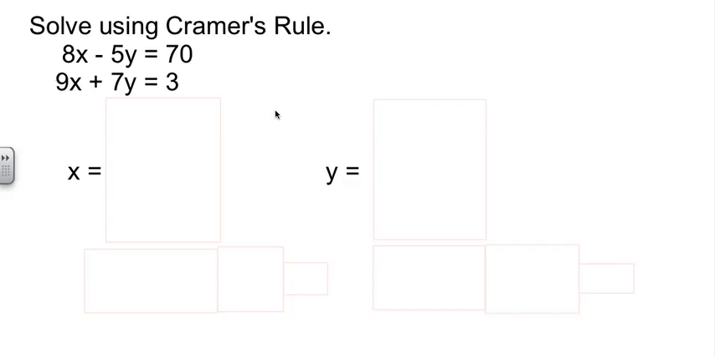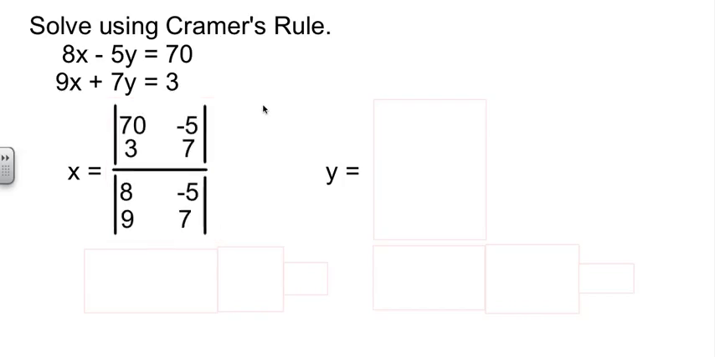Let's do a Cramer problem with 2x2. We have a couple of equations, 8x minus 5y equals 70 and 9x plus 7y equals 3. Okay, we're going to build our Cramer matrices. I always build the bottom one first because I can just look at it and get it. 8, negative 5, 9, 7. Now up here, the 70 and the 3 go in place of the x numbers. So 8 and 9 are out. 70 and 3 take their places. The y's just stay what they are.